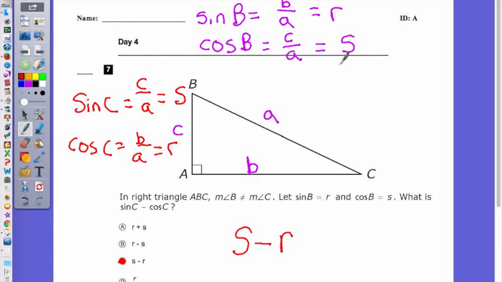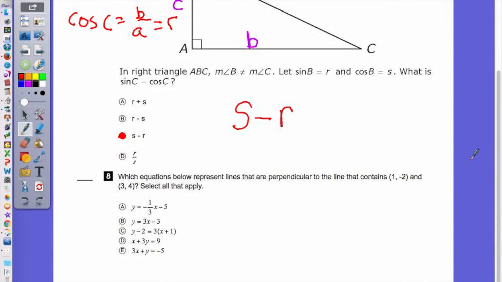Both sine and cosine are over hypotenuse, correct? And what is opposite one angle is adjacent to the other. So what is opposite for C is adjacent for B. Okay?